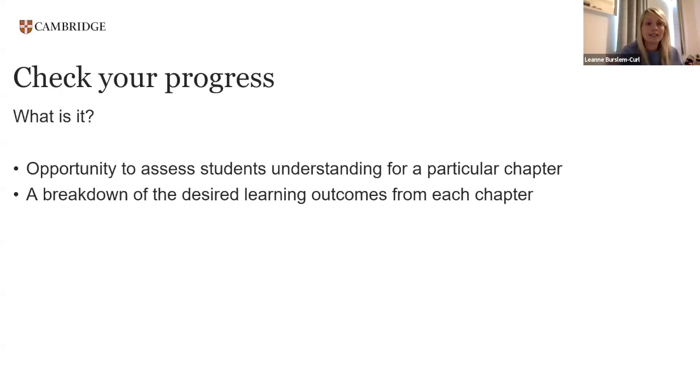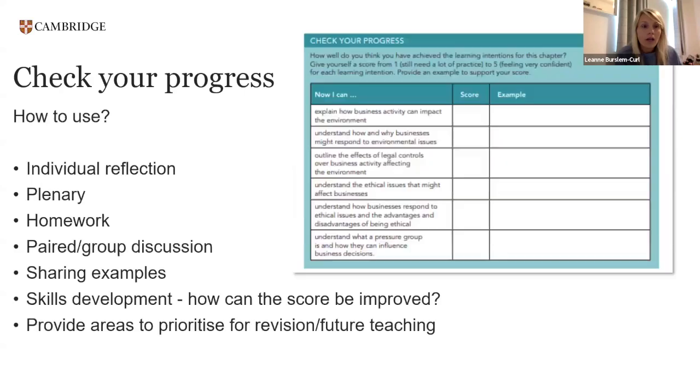On the next slide, we can see an example of the check your progress. We've got those specific learning intentions, and students are asked to give themselves a score from 1 to 5. 5 is where they feel very confident. What's really nice about this is that they give an example of why they have given themselves the score that they have. There's lots of ways that this can be used.